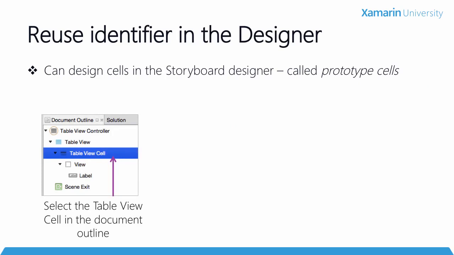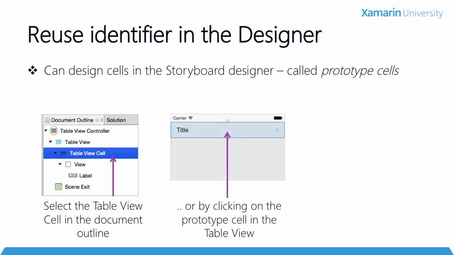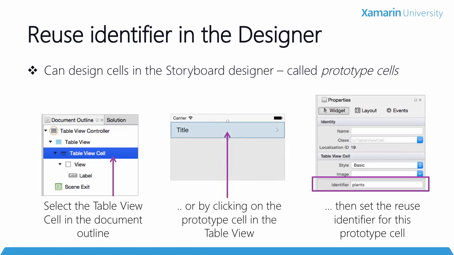When you have a table view in the design, the system creates a prototype cell, which is displayed in the table view. This is most easily seen in the document outline, but you can see it in the design surface as well. If this view is selected, then the Properties section will let you change the style, set an accessory, and most importantly, assign a cell reuse identifier.